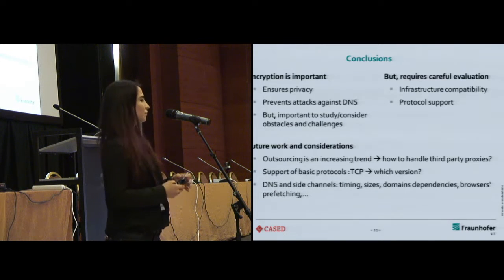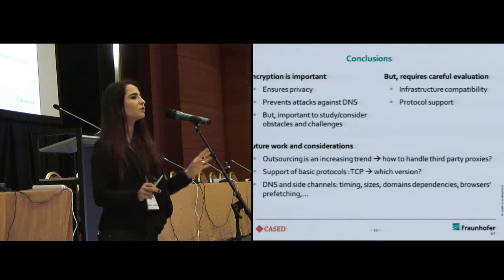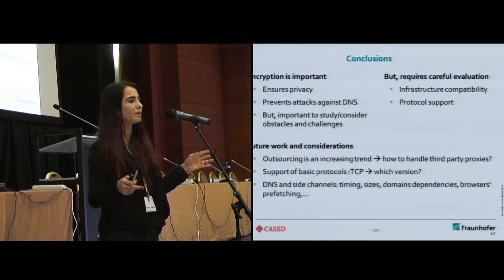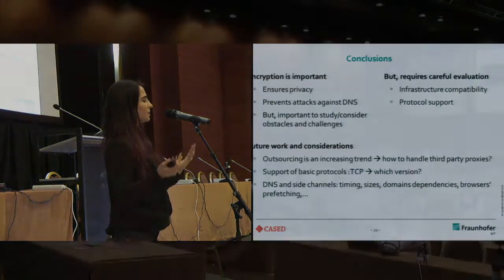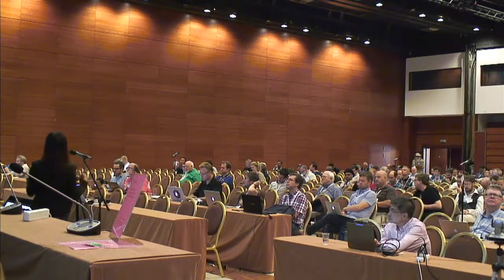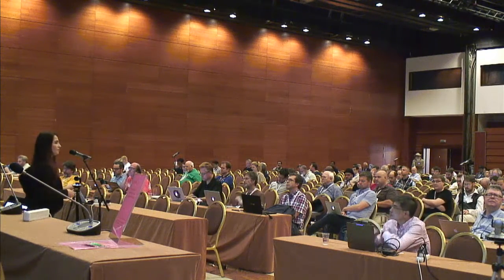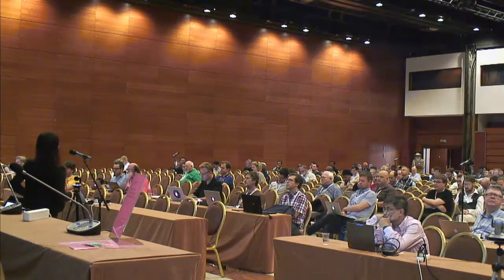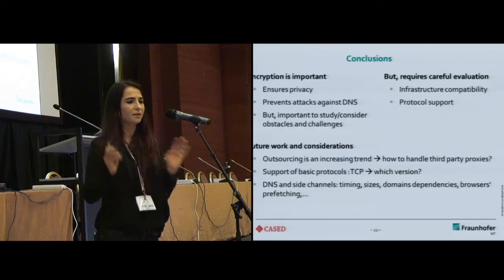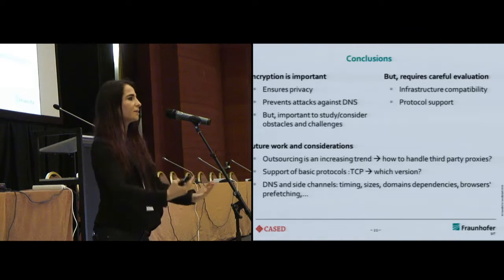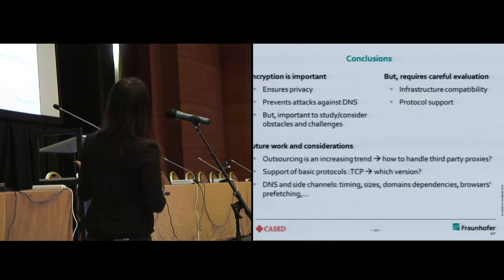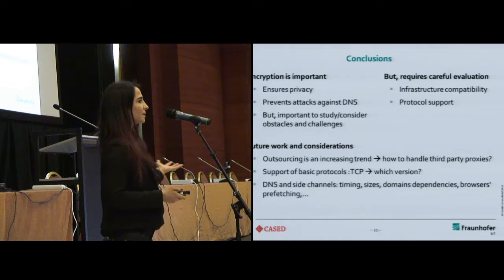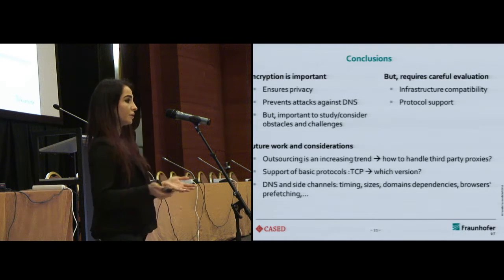Okay, so to conclude. First of all, no doubt encryption is important, and it's very important that there are people within this community who care and who spend effort to design defenses. This is very important. I'm not here to say this is bad. I'm here to say this is very important, but there are some things which need to be considered, such as existing infrastructure, configurations, challenges, different obstacles which may arise when adopting a defense.